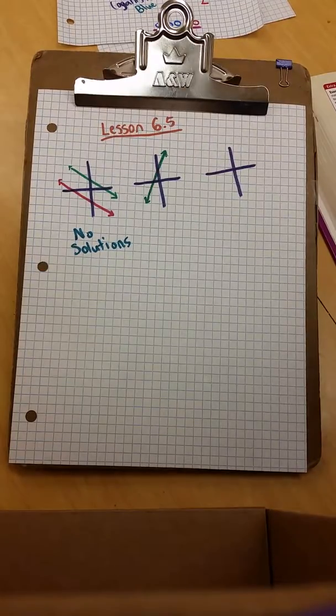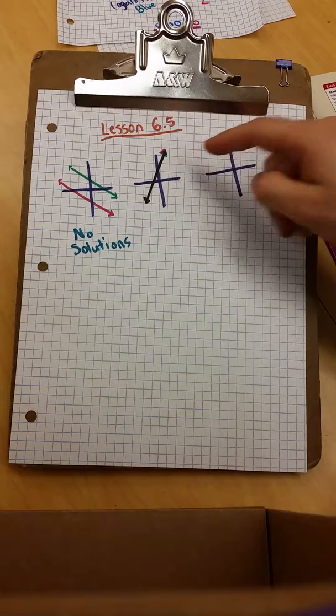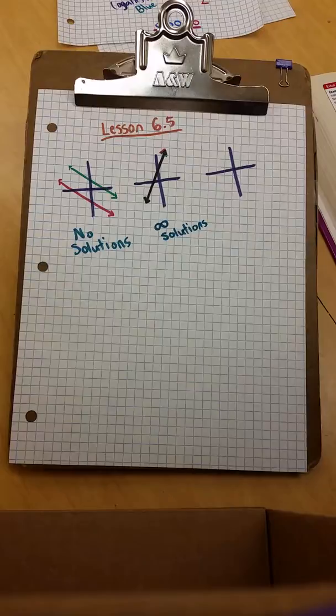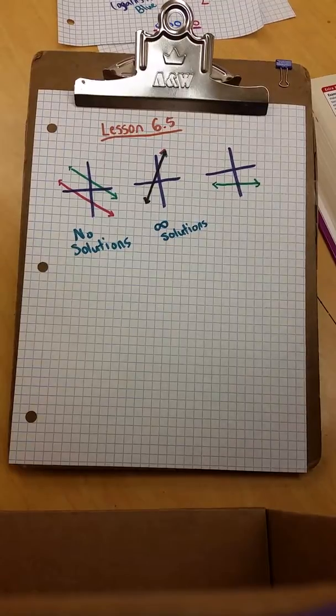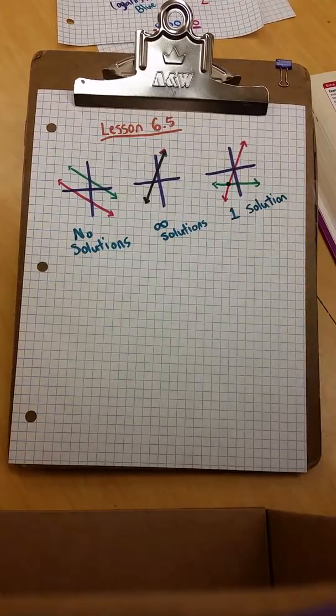Sometimes one line will be exactly on top of the other line. In this case, since wherever they cross is a solution, there are an infinite number of solutions. At other times, one line merely crosses another line in one spot. These systems have only one solution.